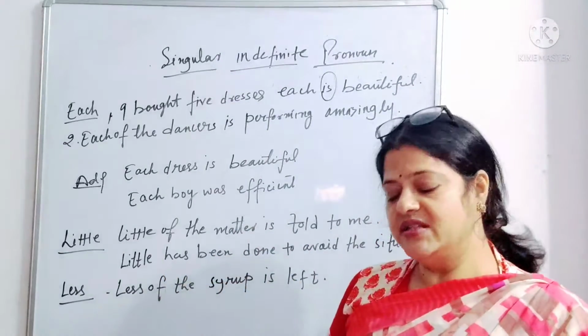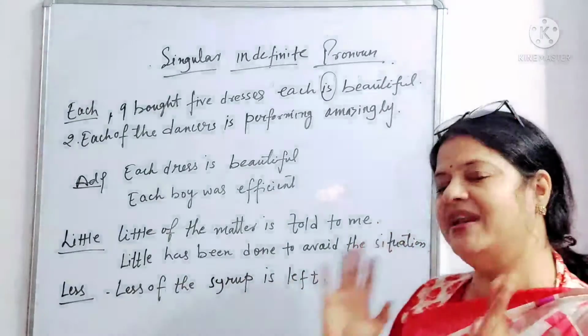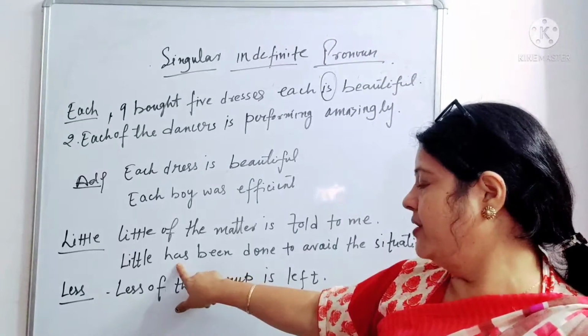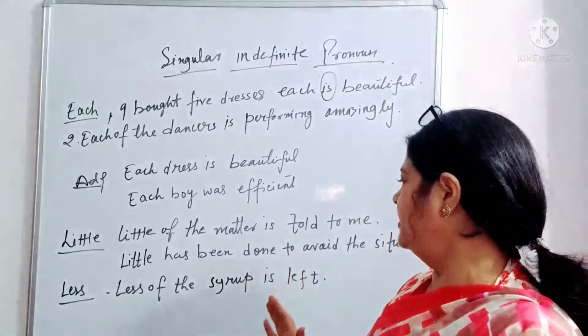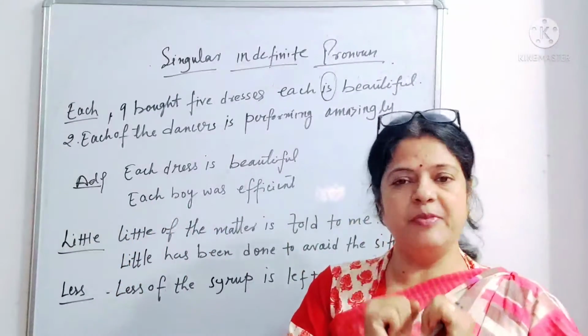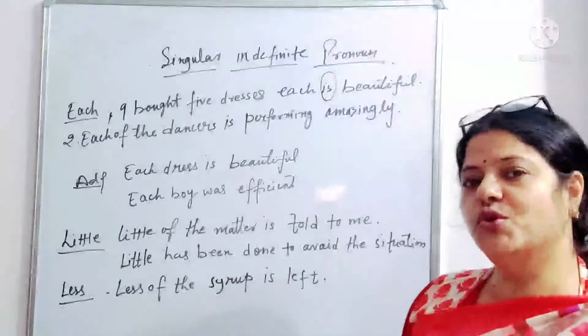Or in the second sentence, if we see, little has been done to avoid the situation. Little has been done. So we have used little with the singular verb has been. Little has been done to avoid the situation. Not much. Only little has been done to avoid the situation. And little of the matter is told to me.